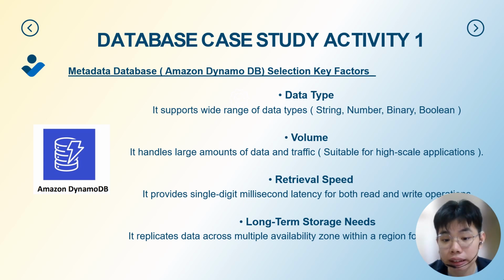Next, regarding the volume, it is the same as Amazon RDS. Amazon DynamoDB also handles large amounts of data traffic and is suitable for high scale applications. Furthermore, it is also about retrieval speed. It provides single-digit millisecond latency for both read and write operations, so it is a very fast speed for retrieval. Like I mentioned just now, it needs to handle a large volume of 55 petabytes.